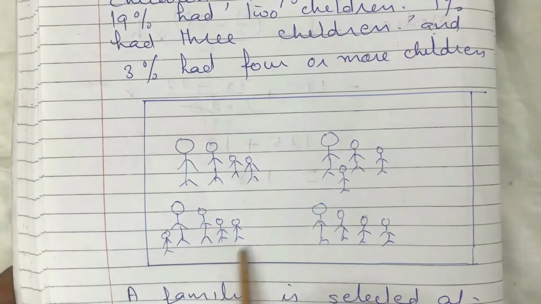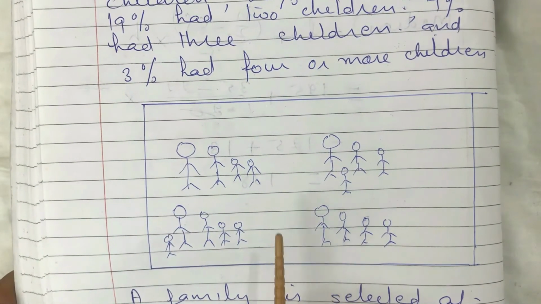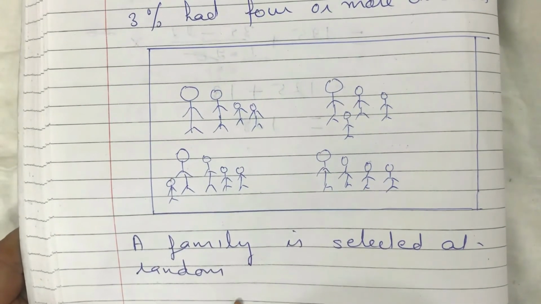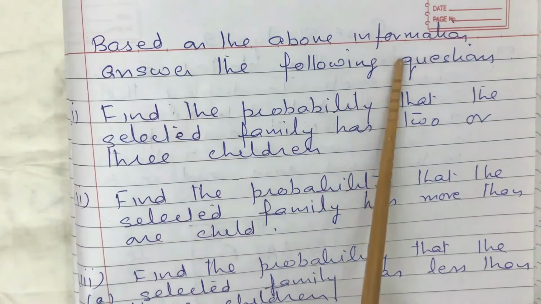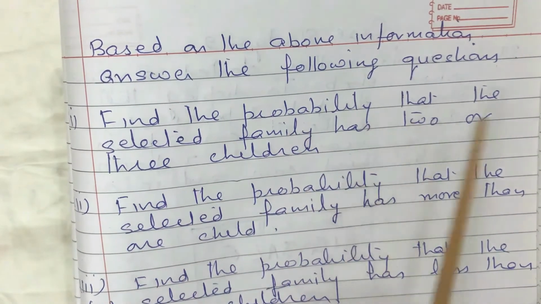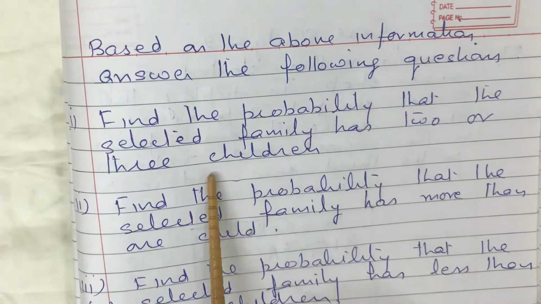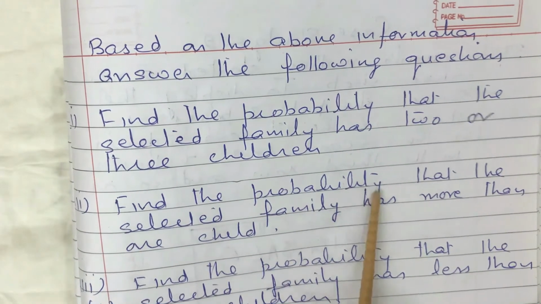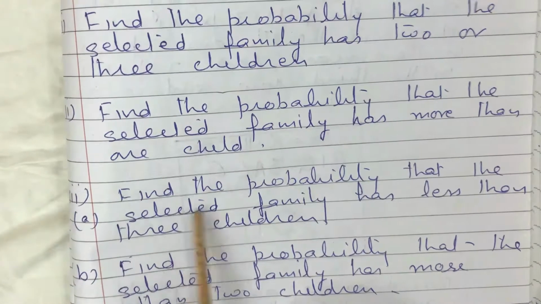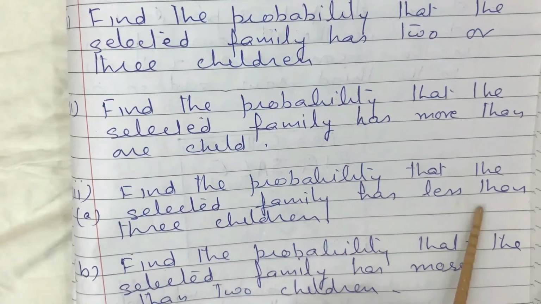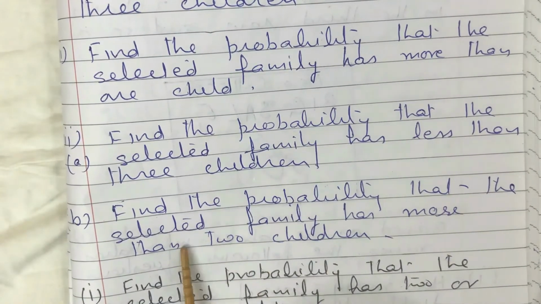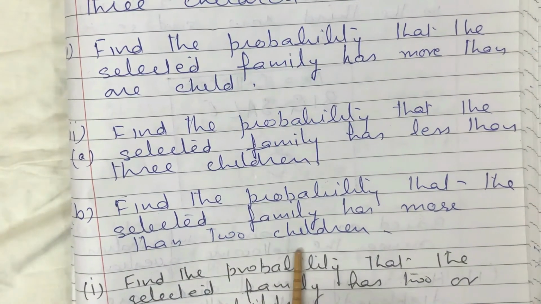Here they have provided you this picture. In this picture, they have shown families. A family is selected at random. Based on the above information, answer the following questions. First, find the probability that the selected family has 2 or 3 children. Second, find the probability that the selected family has more than 1 child. Third, A, find the probability that the selected family has less than 3 children. B, find the probability that the selected family has more than 2 children.